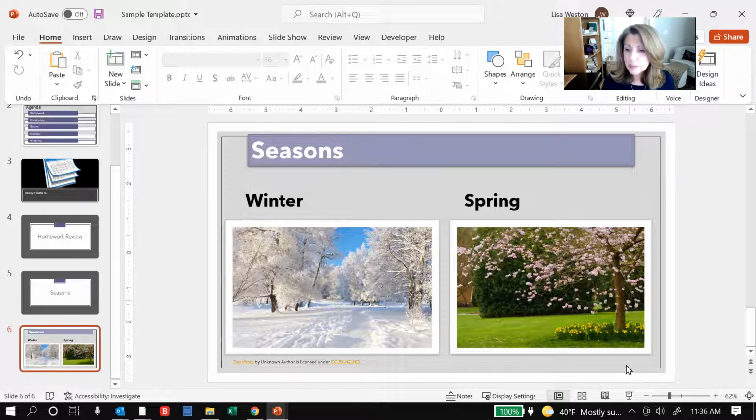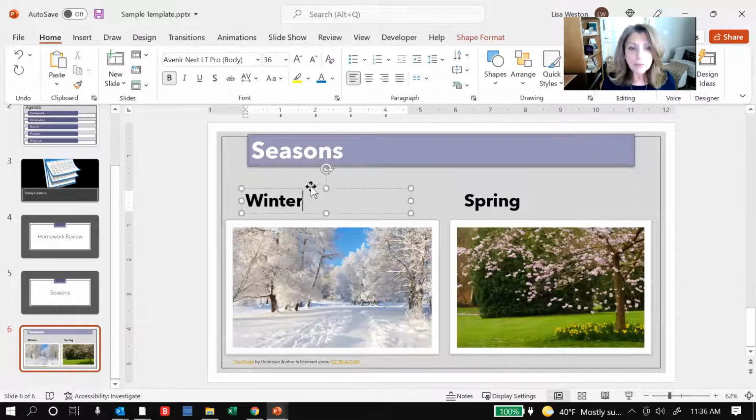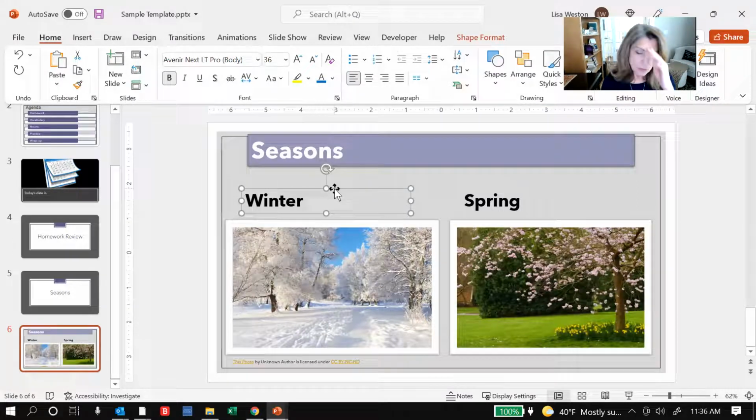Now, when I'm presenting this to my students and I'm in presentation mode, I don't want the words winter and spring to display. I want to be able to control those text boxes and have them come onto the screen when I'm ready to present them. So I want to animate them. So let's jump into a little bit of animation.